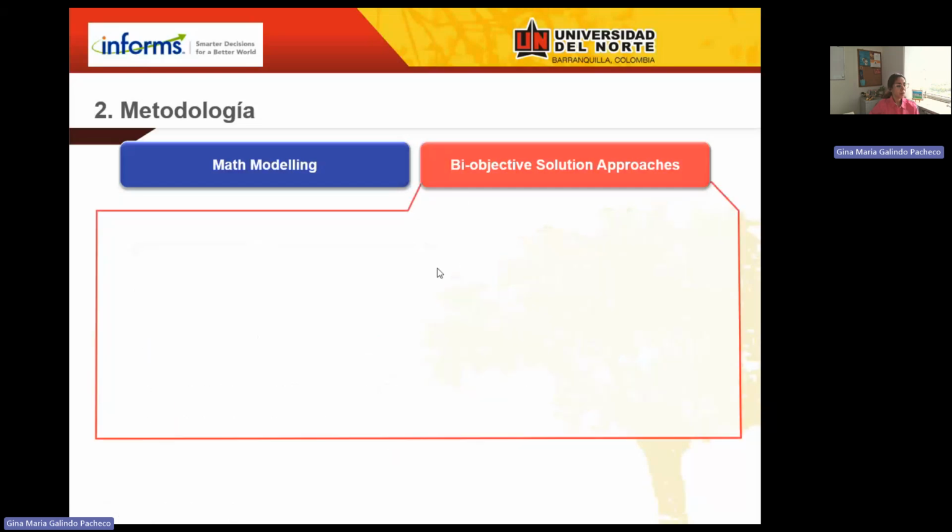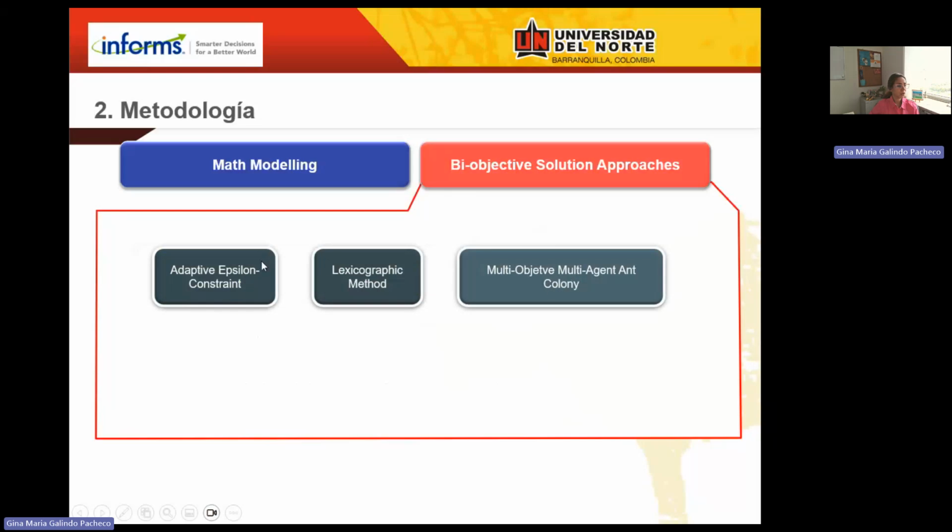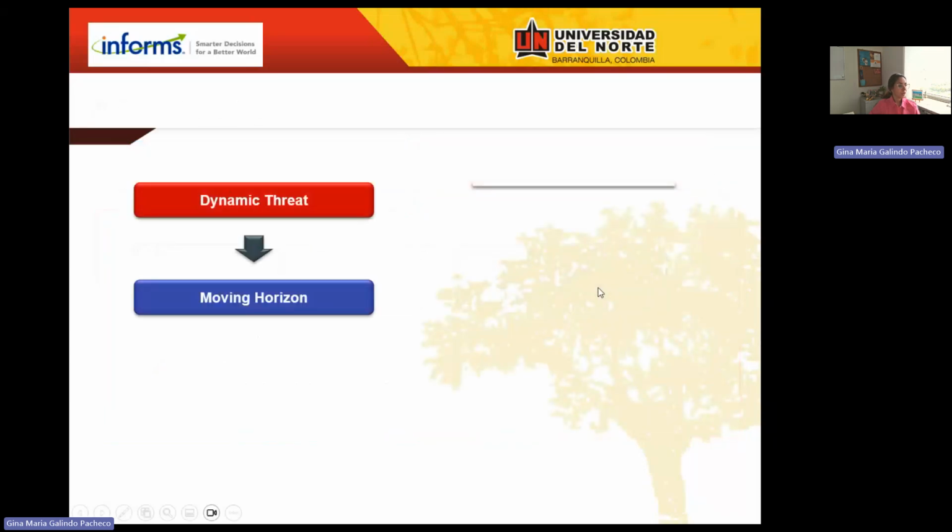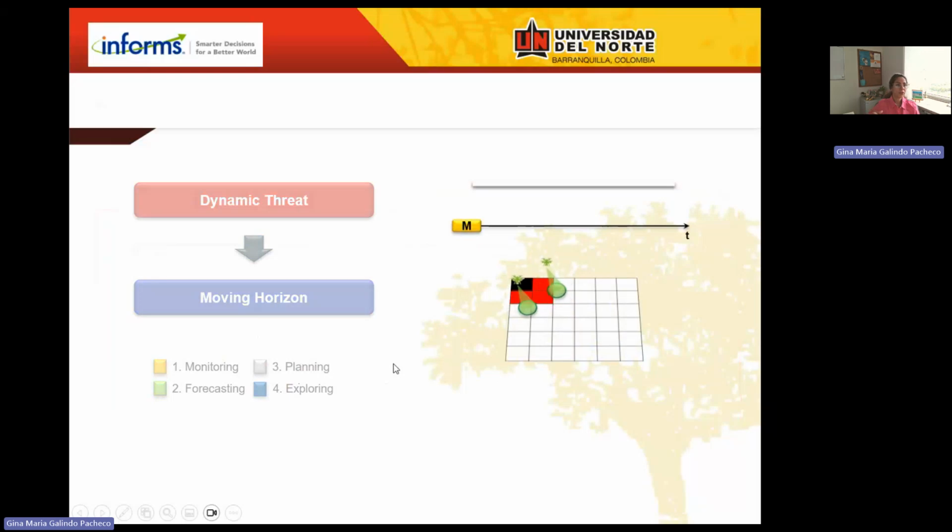We used three different approaches to solve the model: an adaptive epsilon constraint, a lexicographic method, and a multi-objective, multi-agent ant colony approach. We also have a moving horizon approach because we want to do all of these stages: monitoring, forecasting, planning the search, and exploring during multiple time windows until we find the missing person or the region is completely burnt out.